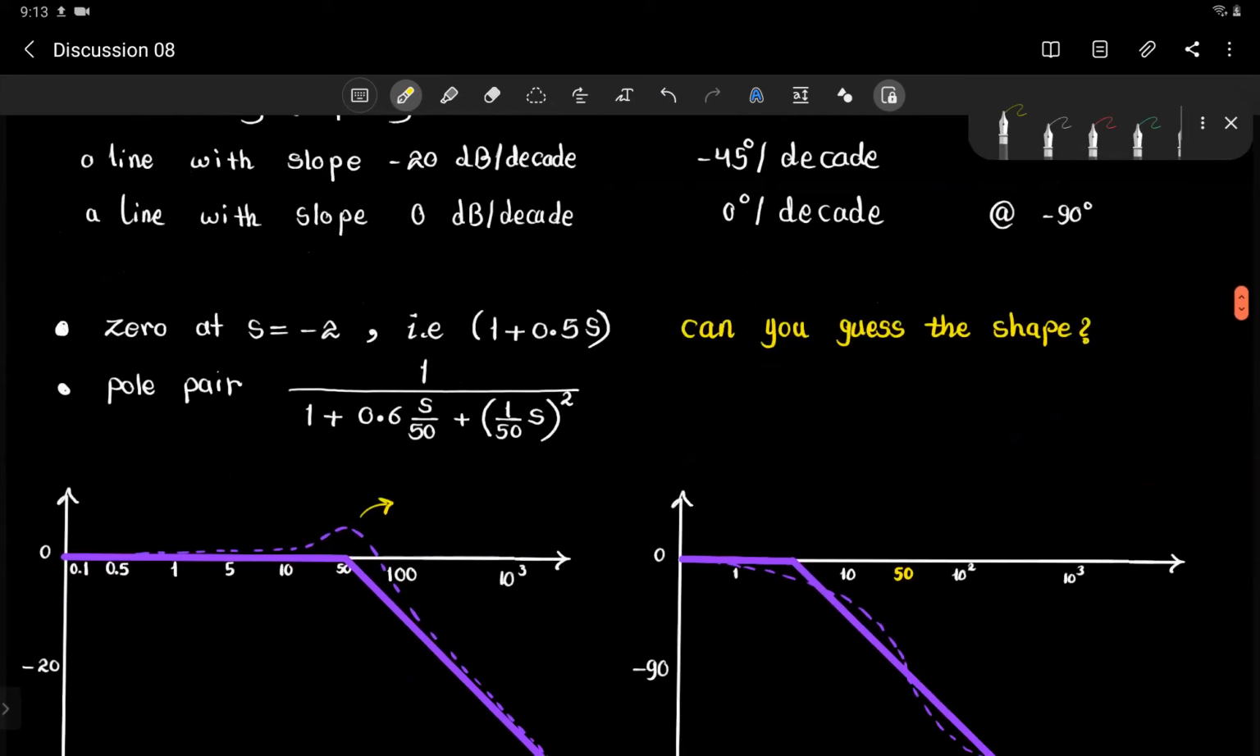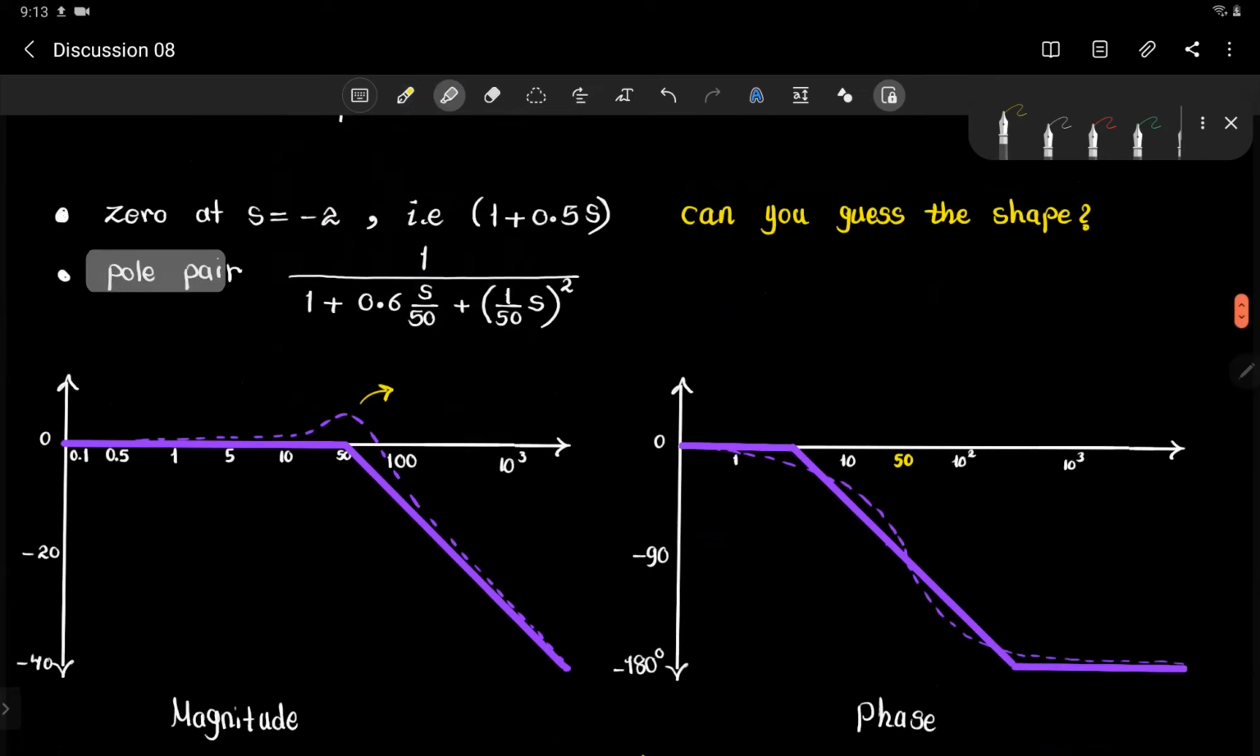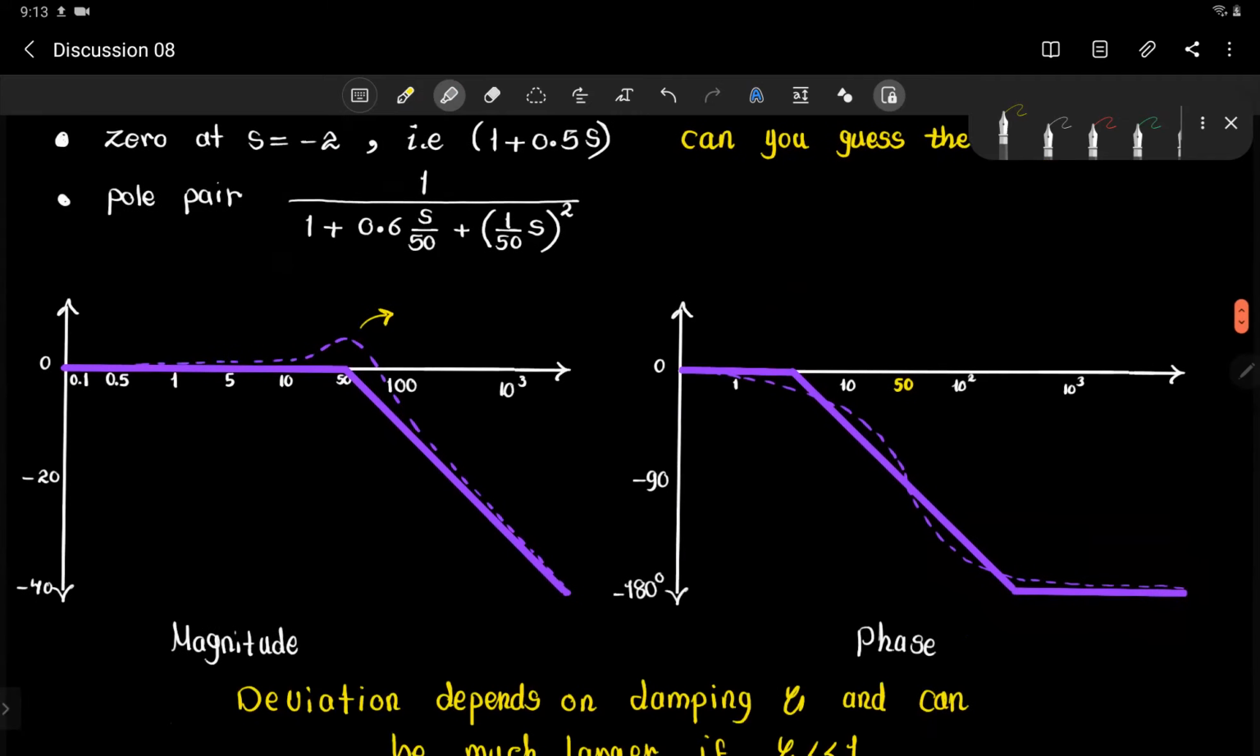Now we go to the third factor, which is the pole pair, when you have a pole pair that has a second order, normalized form. Similarly, the plot looks similar to the case of one pole, in the sense that we have two line segments, one starting at 0 until the breakaway frequency, and then negative 20. Actually, I think this is not negative 20, it's negative 40. Let me check that. And this is the magnitude.